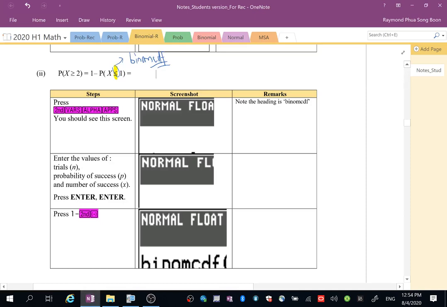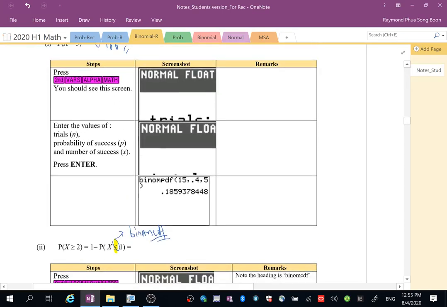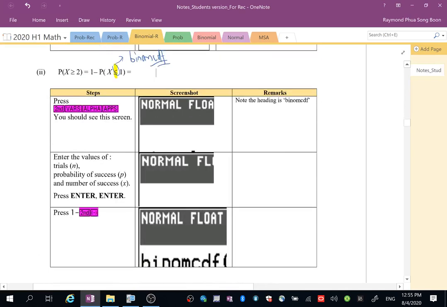Okay, likewise, the screenshot is not properly displayed on these pages when I screenshot it onto OneNote, so you can refer to your own notes, your hard copy notes. That will be the accurate screenshots of the GC steps.